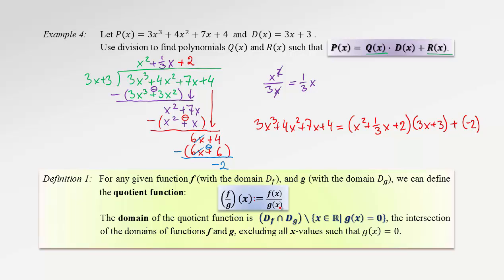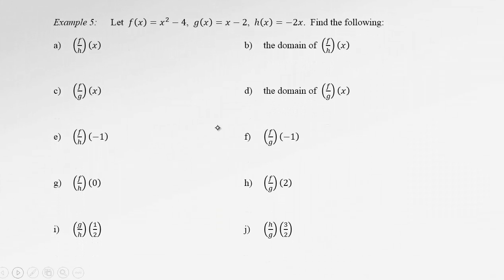Obviously, we have to be careful what we are dividing by. We have to make sure that g of x is not 0. So the domain of this new quotient function is, similarly as before, the intersection of the two domains, Df and Dg. However, we need to get rid of those points that will make the denominator 0. So we exclude all x values that will make the g function equal to 0. Okay, using this definition, let's practice on the following functions.